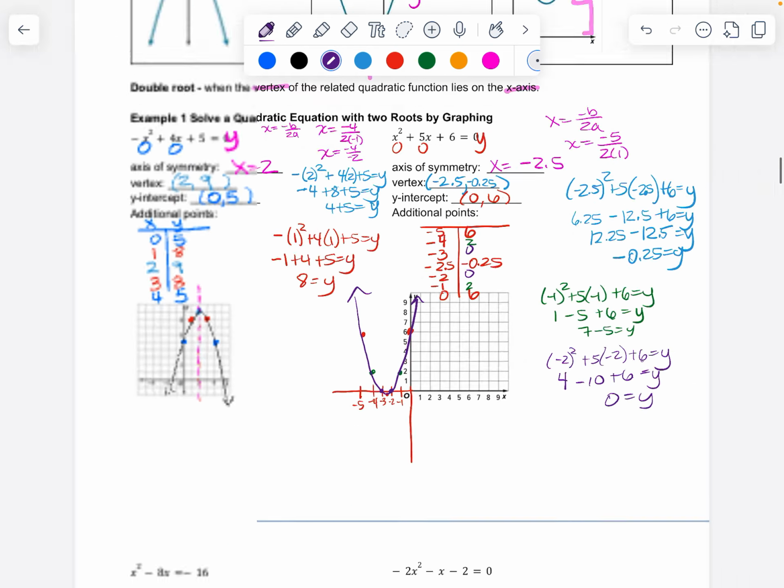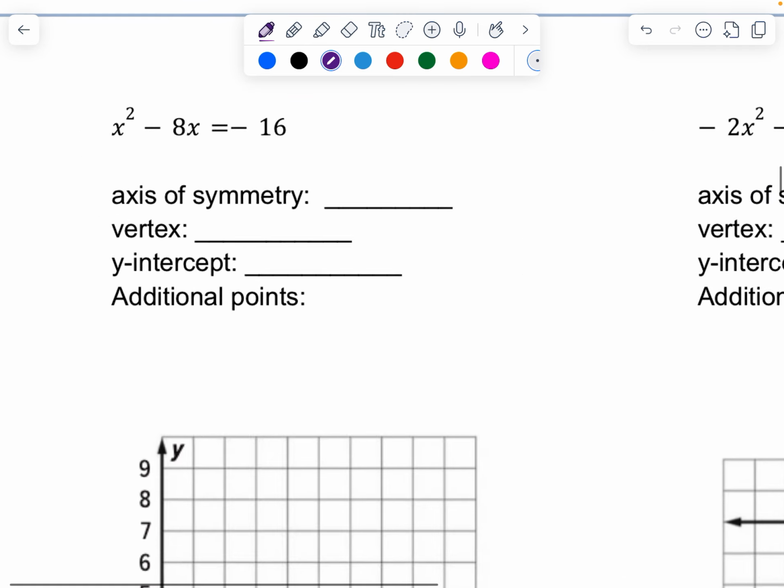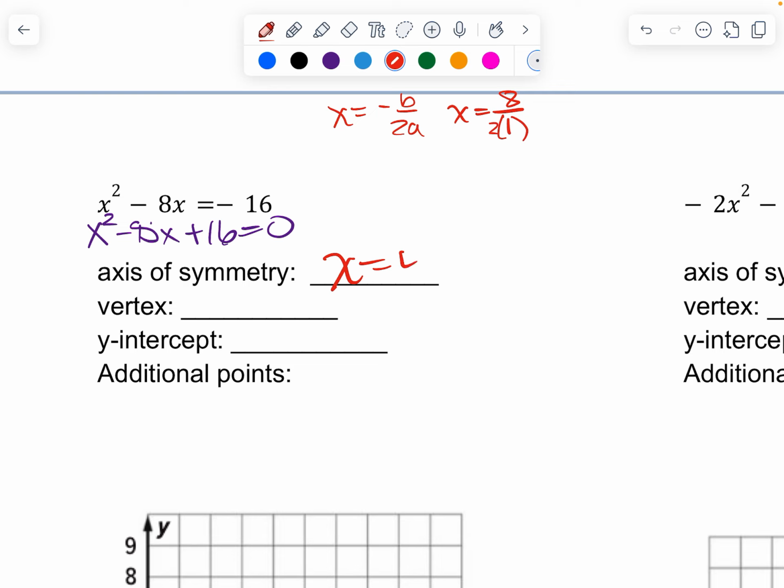Okay. And now we're going to come down to this one. Oh, but everything has to be on the same side of the equal sign for this to work. So we need to move this over. So this is x squared minus 8x plus 16 equals 0. So x equals negative b over 2a. So I get x equals 8 over 1 times 2. Okay, so that is x equals 4.